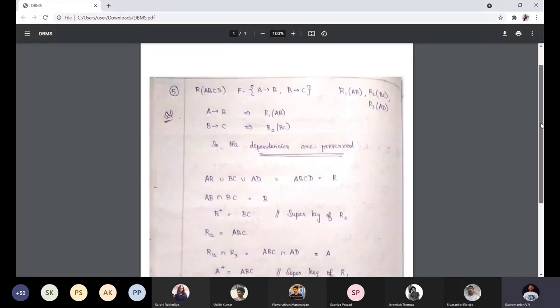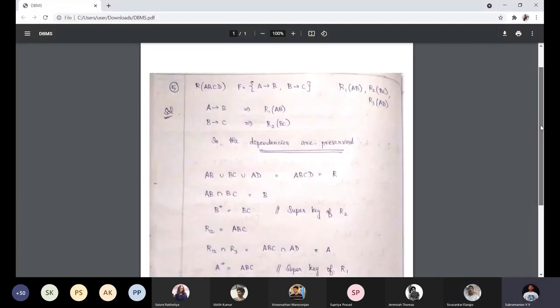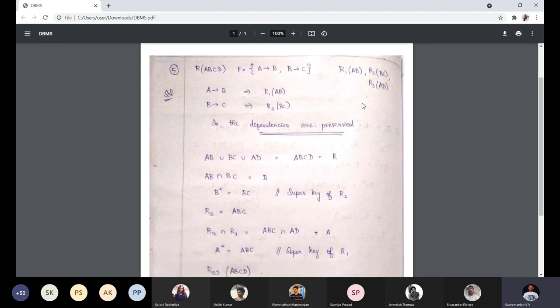So we have two dependencies, which is A gives B and then B gives C. Corresponding to relation R1, which is AB, we can prove that A gives B is preserved. And with respect to the relation R2, which is BC, B gives C is again preserved. So these are the only two relations, so we need not use the formula to check other dependencies which are not given as relations. In total, the given dependencies are preserved.